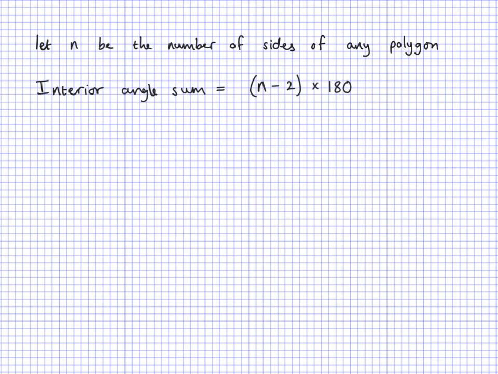So let's use a 7-sided polygon. For a 7-sided polygon, we will have 7 take away 2, and I need to times that by 180. So 7 take away 2 is 5. So this polygon will have 5 triangles times 180. So 5 times 180 will give me 900. So a 7-sided shape will have an angle sum of 900 degrees.